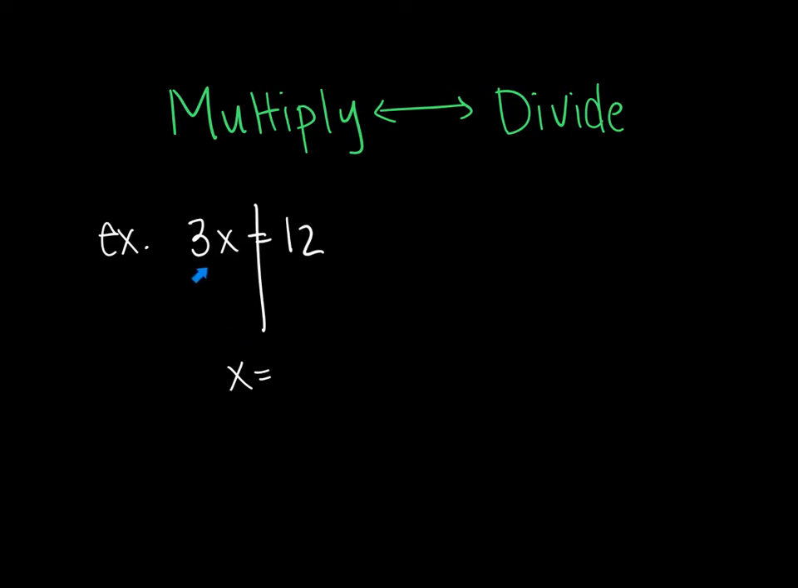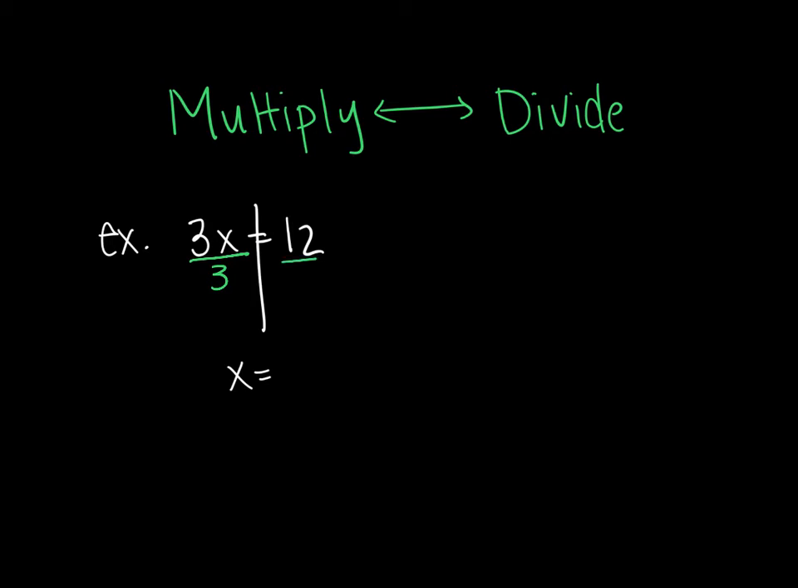The problem is the 3 here. If we could eliminate this 3, we'd have x by itself to bring down, which would help us get to our final answer. In order to eliminate this 3, we use inverse operations. 3x means 3 times x. The inverse of multiplication is division. So what we're going to do is divide this by 3.